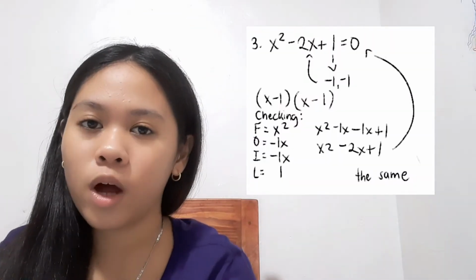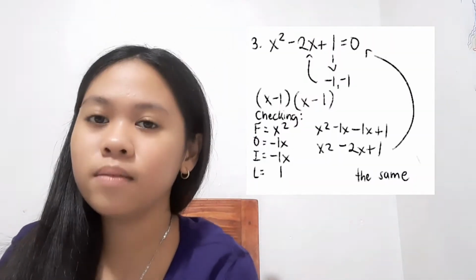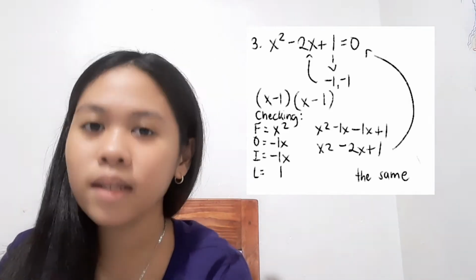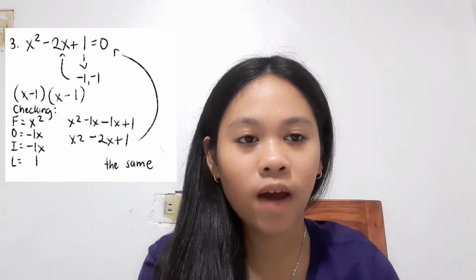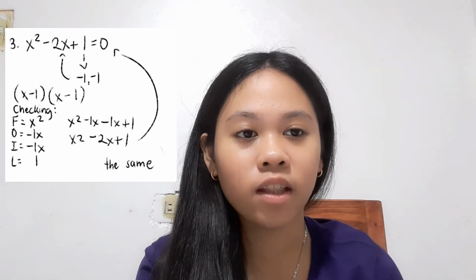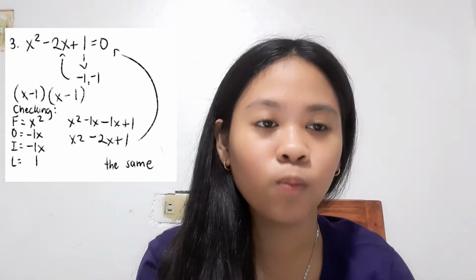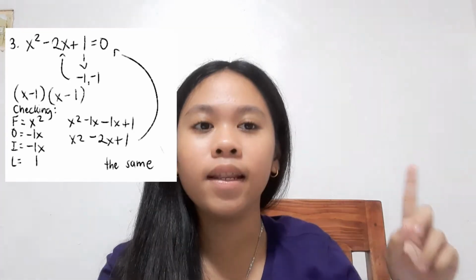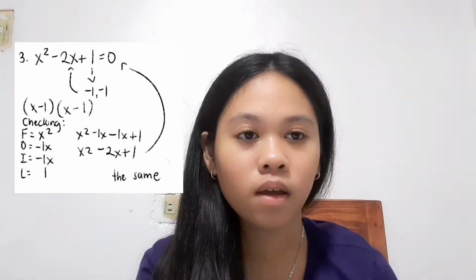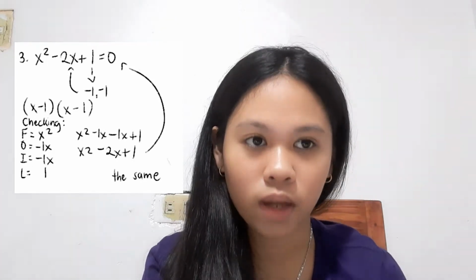For our next problem, we have x squared minus 2x plus 1 equals 0. First, we will get the factors of 1, which is negative 1 and negative 1, to get negative 2. After that, we will separate the x squared along with negative 1 and negative 1. So it will become x minus 1 and x minus 1.